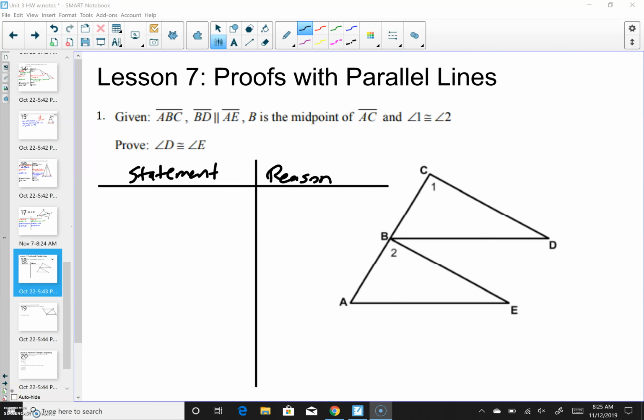In lesson 7, we're going to continue our work with proofs and parallel lines. So in our first one, we're given that BD is parallel to AE, B is the midpoint of AC, and angle 1 is congruent to angle 2. And we want to prove that D is congruent to E.